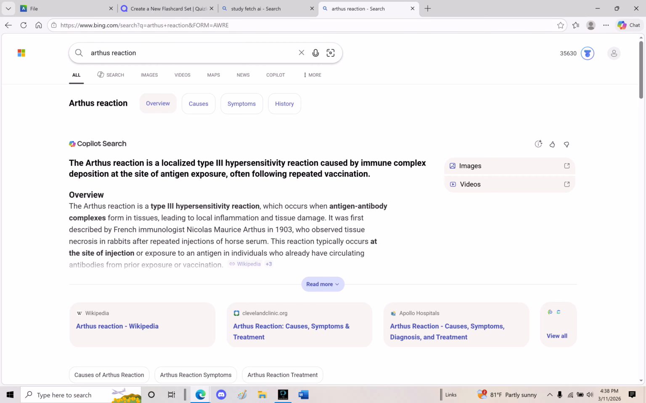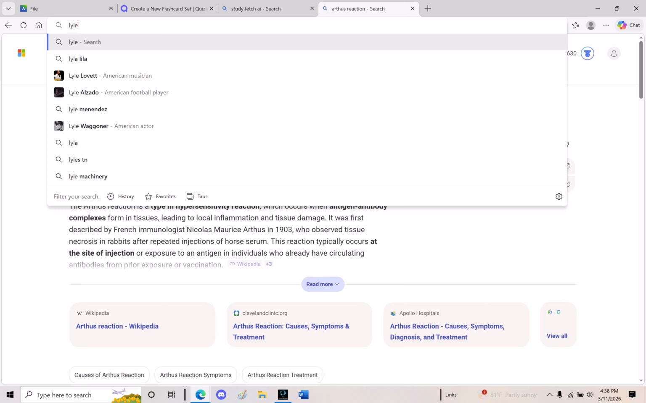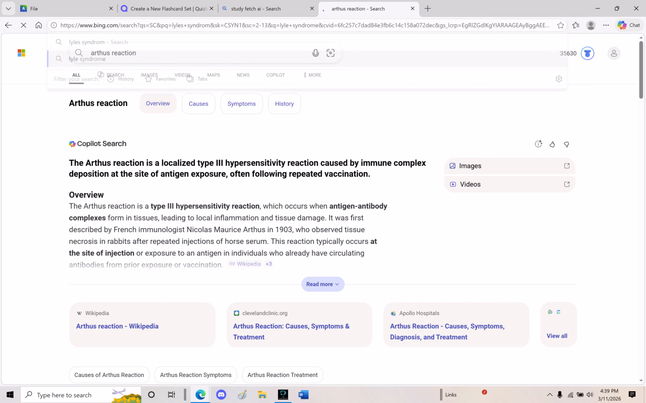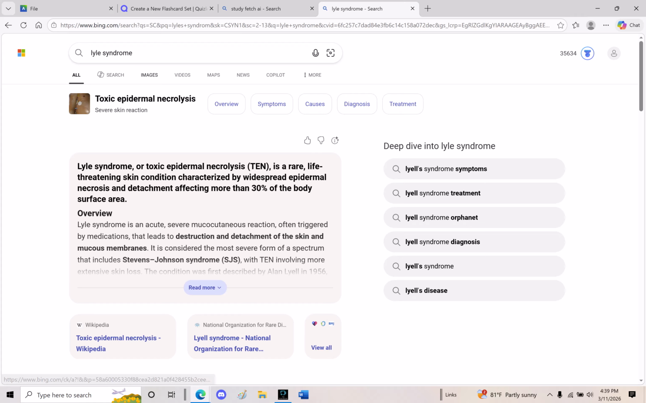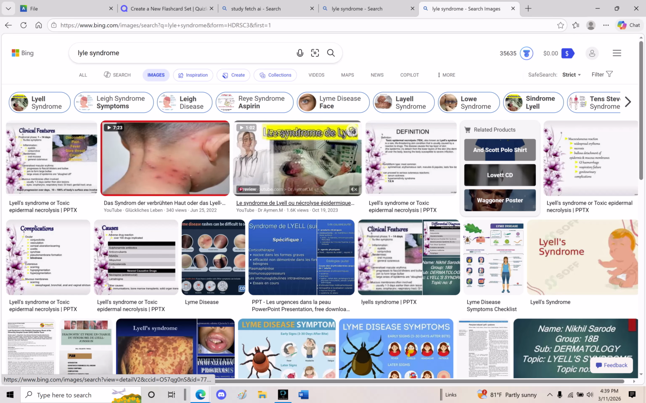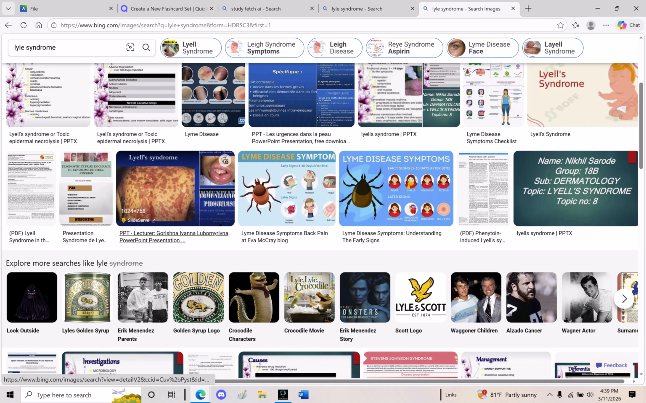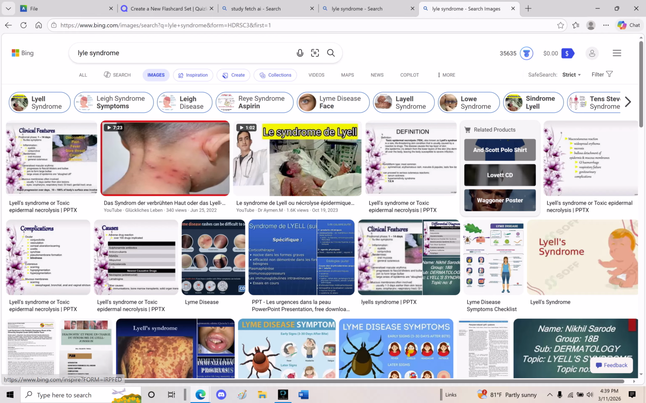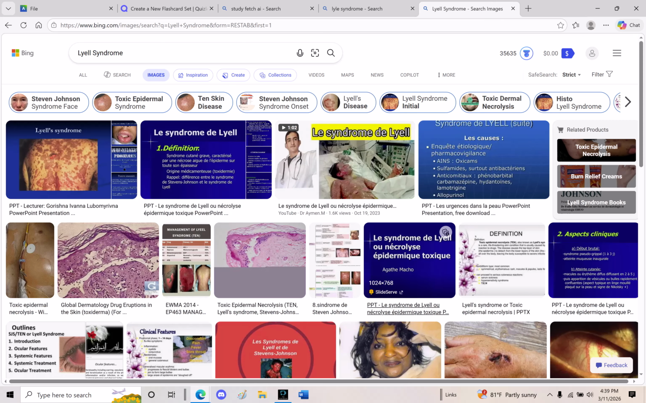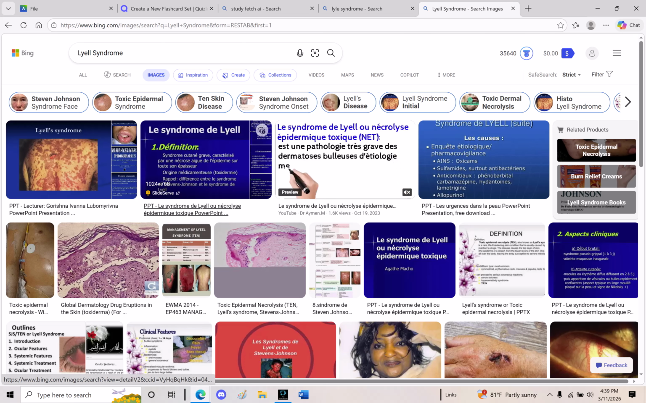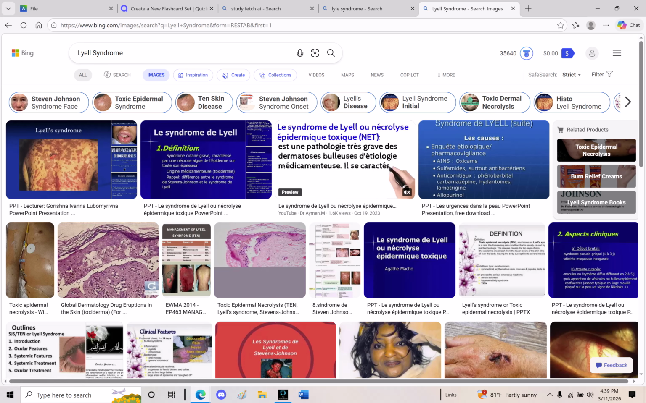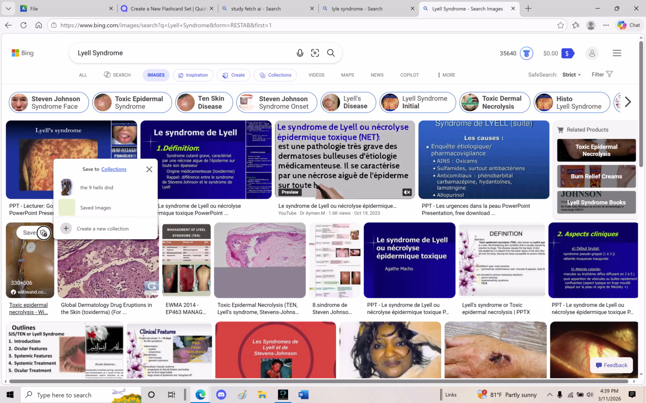Lyell's syndrome. One second. What is the DTH under hypersensitivity form? A special form of DTH occurring in studies. Delayed type hypersensitivity. Is it Lyell? Lyell. Oops, I mean, don't say that. Don't say that.